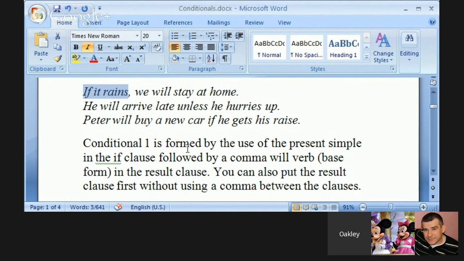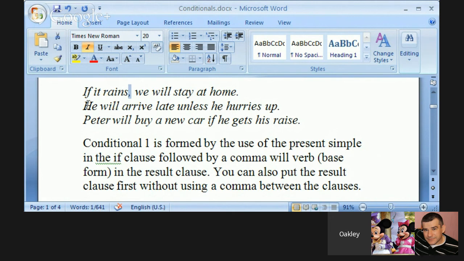The only difference is when you're writing, you have to have a comma if your dependent clause, or your conditional clause, or your if clause, however you choose to think of it, goes first. And then also, if it rains, we will stay at home. We will stay at home if it rains. When you're speaking, there's perhaps a slight extra pause when you use the subordinate clause, the condition, first.